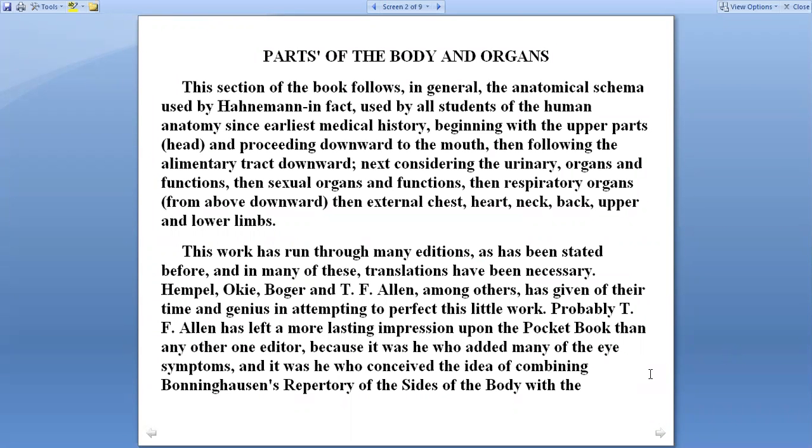This is our topic, parts of the body and organ. This is the second section of Boenninghausen's Therapeutic Pocket Book. This section of the book follows in general the anatomical schema used by Hahnemann, in fact, used by all students of human anatomy since earliest medical history, beginning with the upper parts, head, proceeding downward to the mouth, then following the alimentary tract downward, next considering the urinary organs and functions, the sexual organs and functions, then respiratory organs, and from above to downward, then external chest, heart, neck, back, upper and lower limbs. This is the structure of the second section of the BTPB.